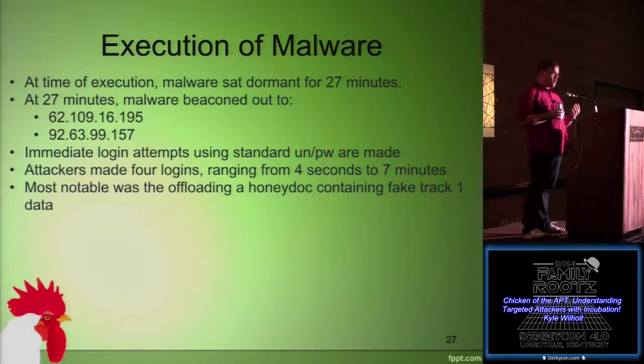Attackers made 4 logins, 4 valid logins. And from there, they ranged from 4 seconds to 7 minutes, all 4 of those. So the first login was a very short period of time, 4 seconds. And then it went from there, all the way up to 7 minutes. The most notable was the actual offloading of the Honeydoc that was containing the track 1 data. On the last access attempt, it was 7 minutes long. They did some additional poking around, nothing really out of the ordinary, but then they offloaded that Honeydoc off to a different IP.